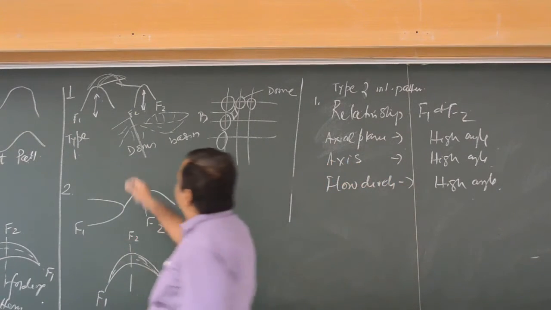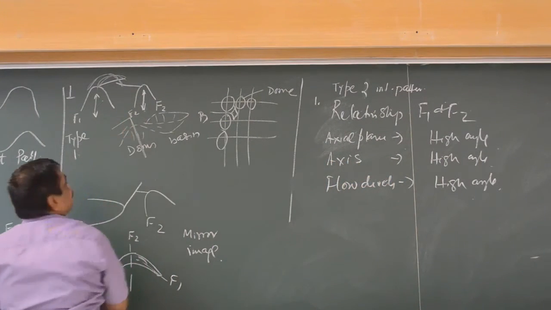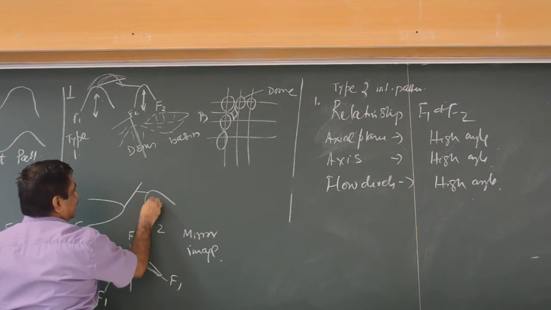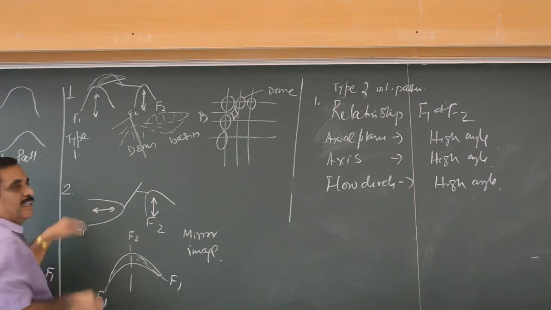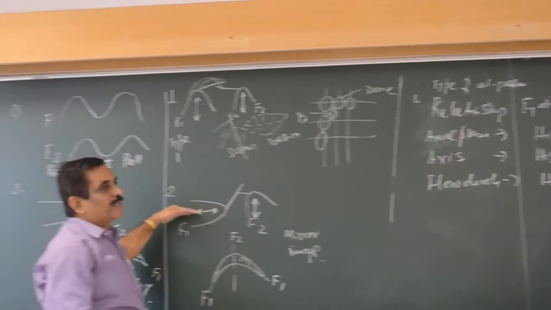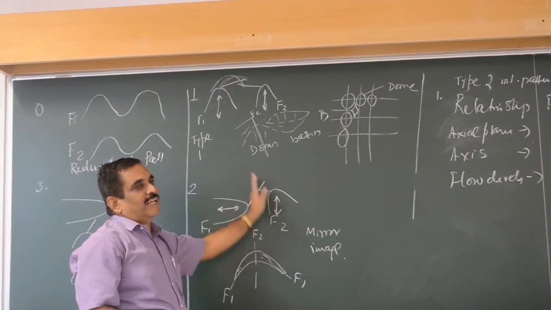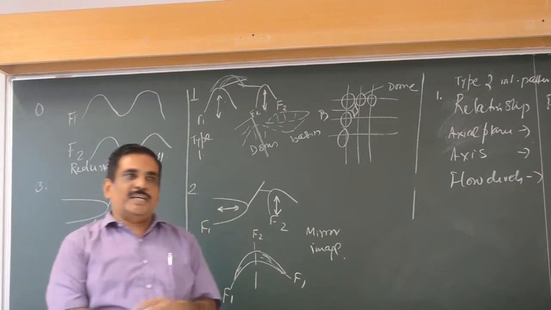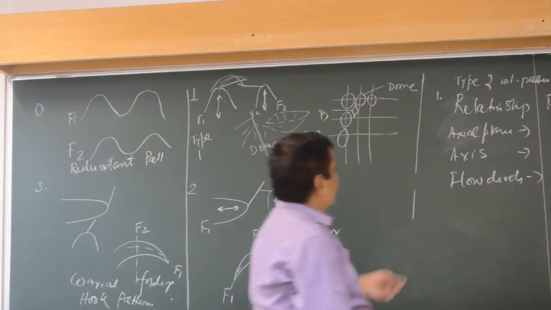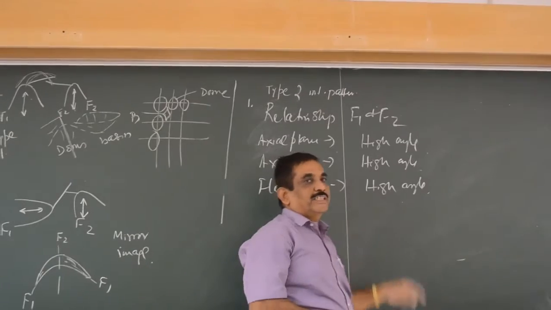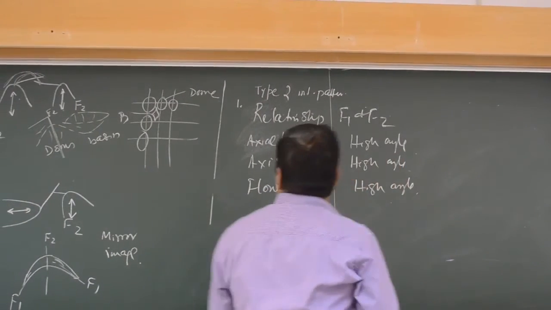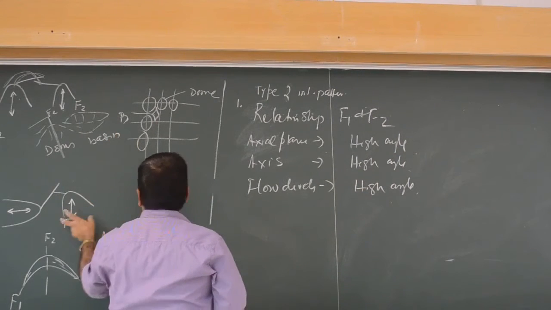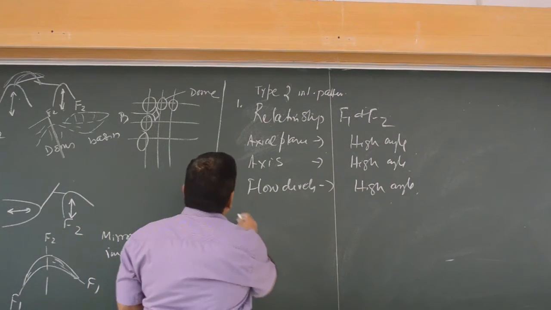In type 1, the flow direction was parallel, but in this case, this is the flow direction of F2 and this is the flow direction of F1. F1 flow direction is this way, F2 flow direction is like this. So they are at a high angle, but in case of the type 1 interference pattern, it was a low angle. That is why domes and basins are forming there. Here, different structures.